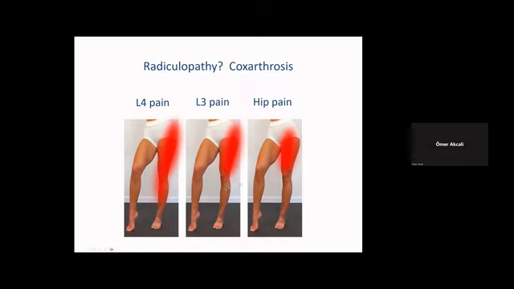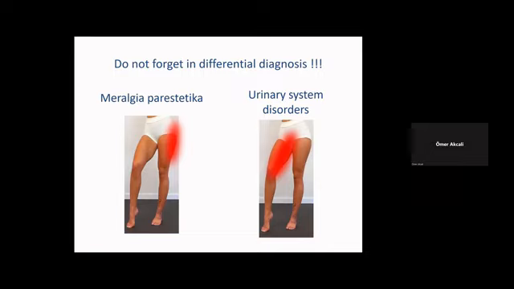Hip pain starts at the anterior aspects of the groin and extends to the knee joint anteriorly. If a patient describes a pain scenario which is radiating to the foot, it is not possible to be caused by the hip joint alone. In differential diagnosis, these two clinical scenarios must be kept in mind.